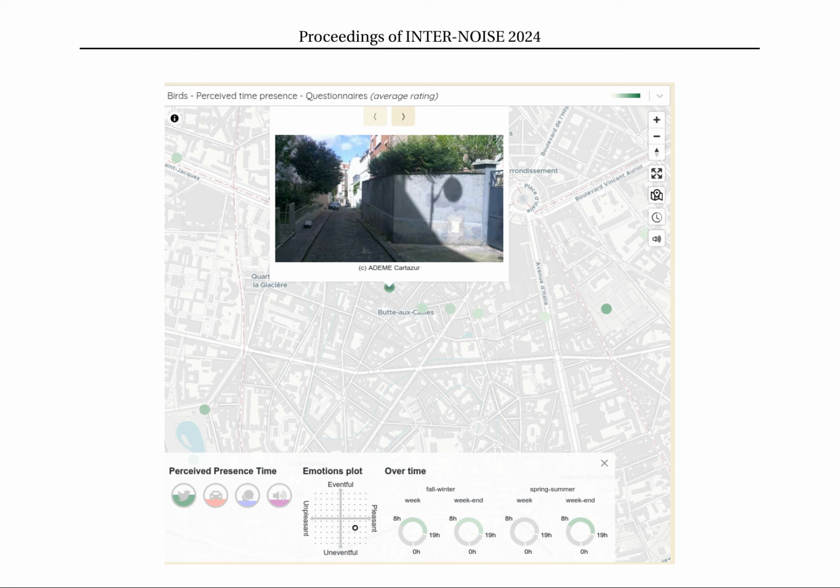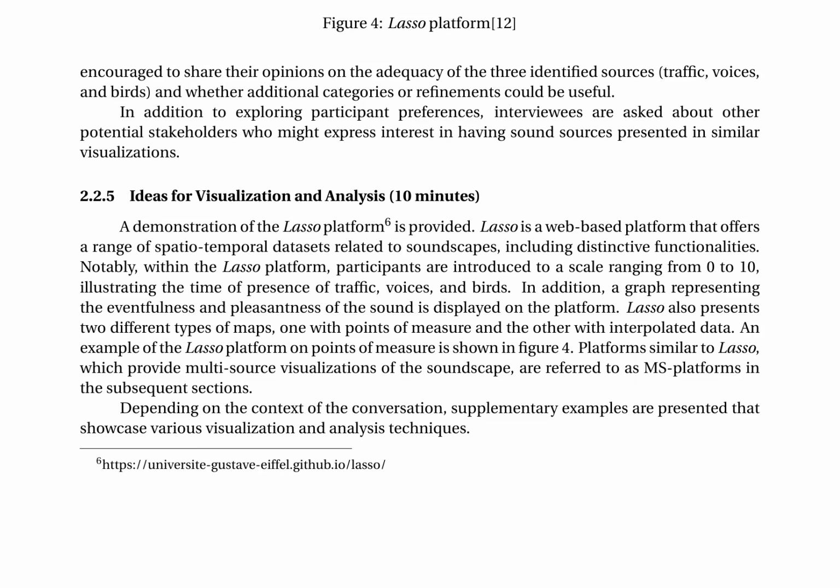To gather user feedback, in-depth interviews were conducted with participants, who were encouraged to share their opinions on the suitability of the 3 identified sound sources: traffic, voices, and birds, and suggest potential refinements or additional categories. Participants were also asked to identify other stakeholders who might be interested in similar visualizations of sound sources.